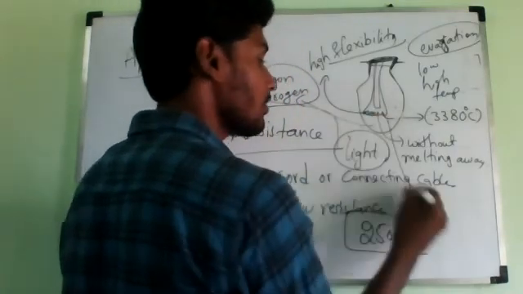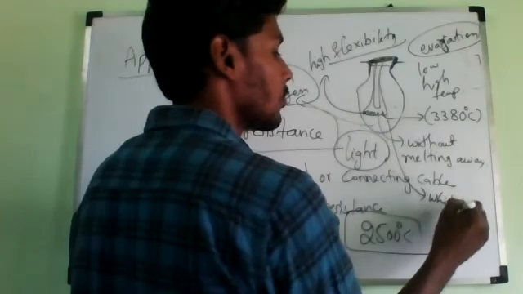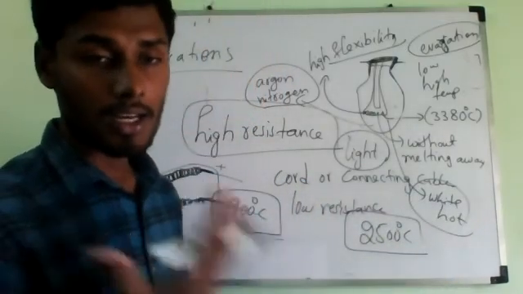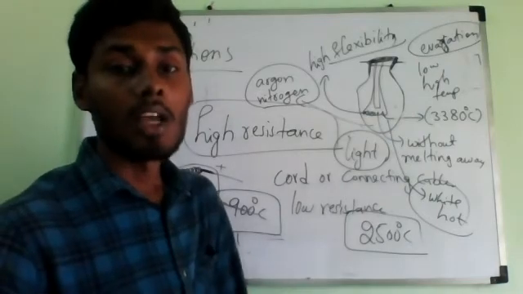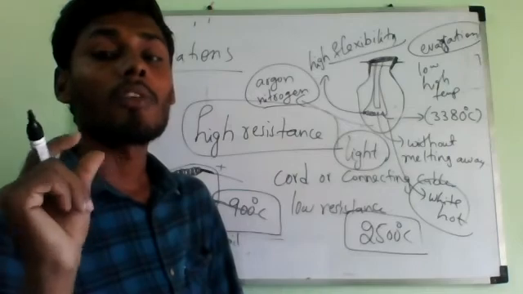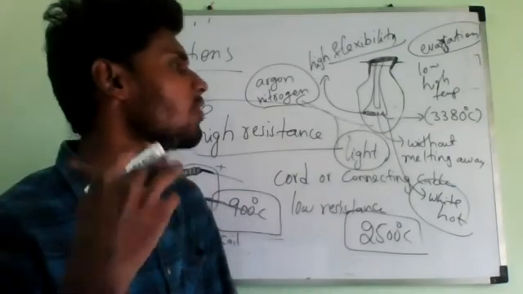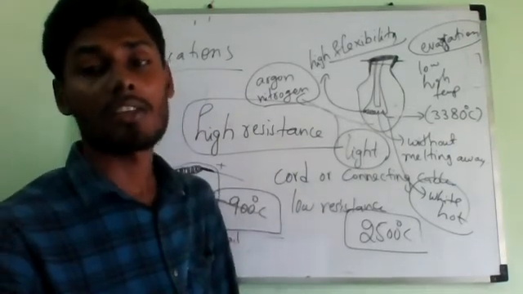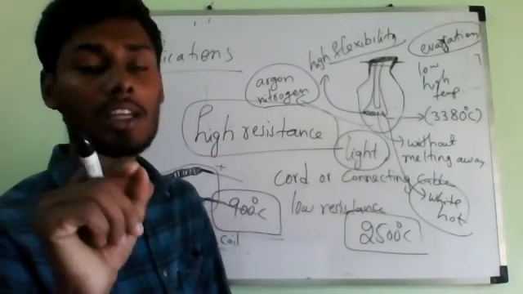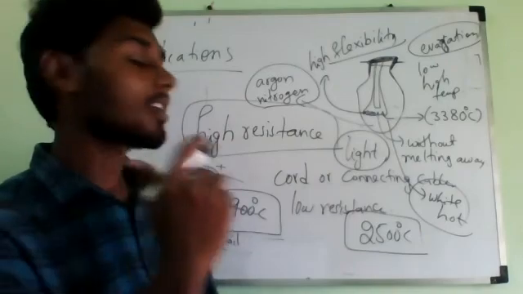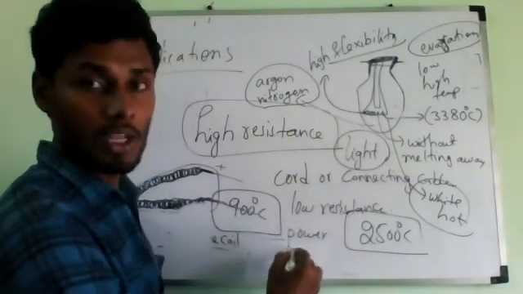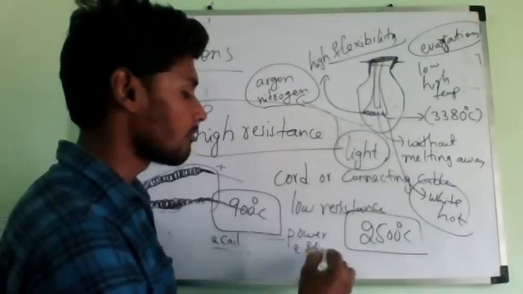It is turning into white hot color. That is the only thing we are seeing as light. So filament type electric bulbs are not power efficient because most of the energy is converted into heat. Understand, electrical energy is converting into heat energy only. Very little energy is converting into light, so they are not power efficient. That is why nowadays we are reducing the usage of this kind of bulbs.